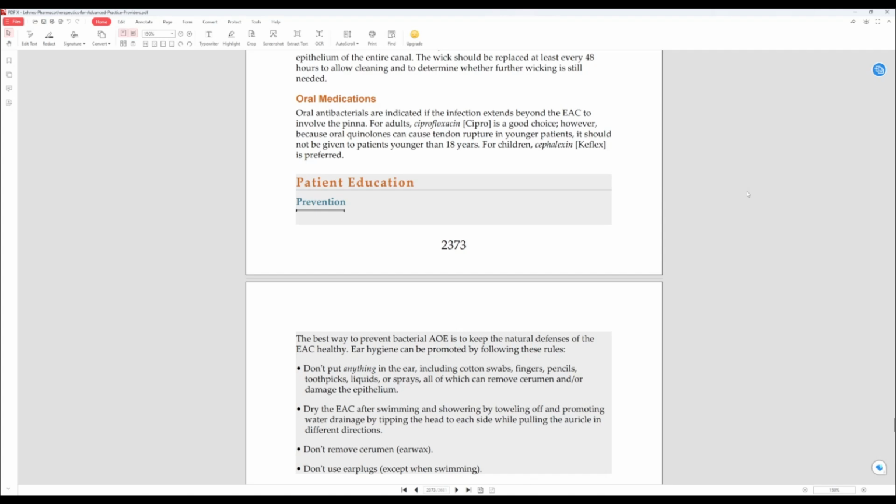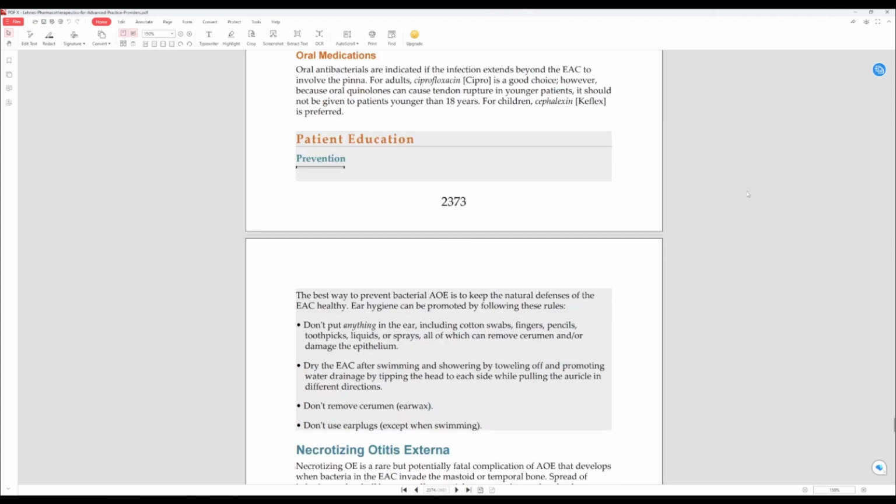Which takes us now to oral antibiotics. Oral antibacterials are indicated if the infection extends beyond the EAC to involve the pinna. For adults, ciprofloxacin is a good choice. However, because oral quinolones can cause tendon rupture in younger patients, it should not be given to a patient that is younger than 18. So for children, cephalexin is preferred.